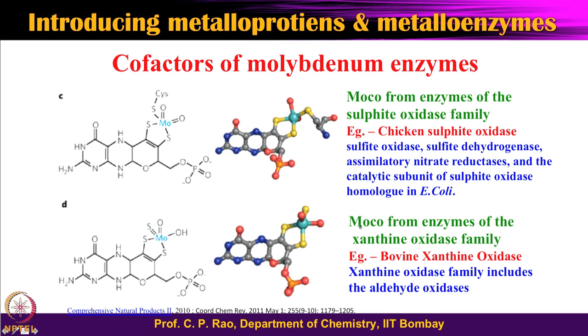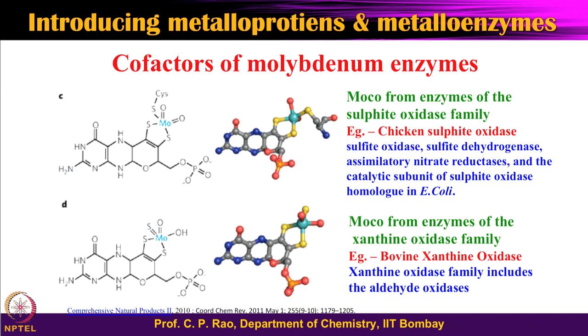Okay, now let us come to the other part of it. There is one more enzyme where the molybdenum center shifts: instead of molybdenum double bond S, you have molybdenum S, or in other words, molybdenum double bond oxygen is replaced by one molybdenum double bond sulfur, and that is the difference between the C structure and D structure. This is again a molybdenum cofactor, part of another family called the xanthine oxidase family. For example, bovine xanthine oxidase, bovine, you know, the cow. The xanthine oxidase family includes the aldehyde oxidases too. We will come to all these examples in this topic, maybe in the next one to one and a half hours of classes.